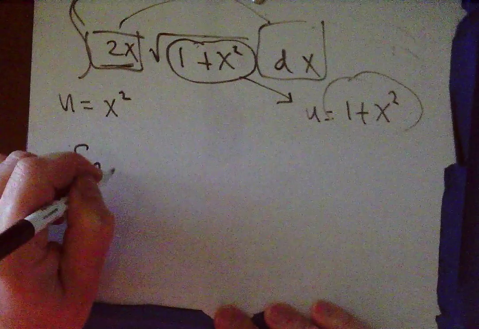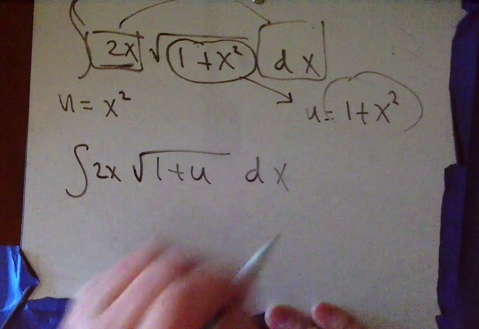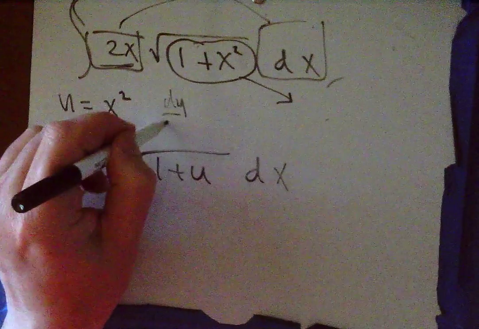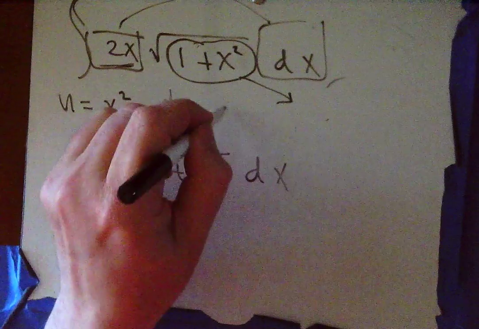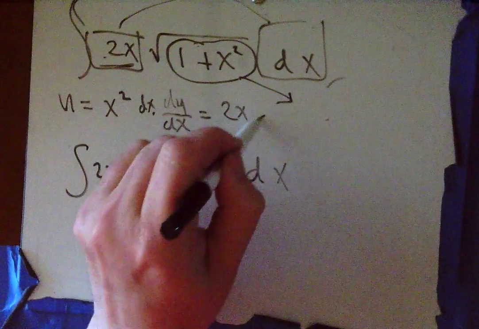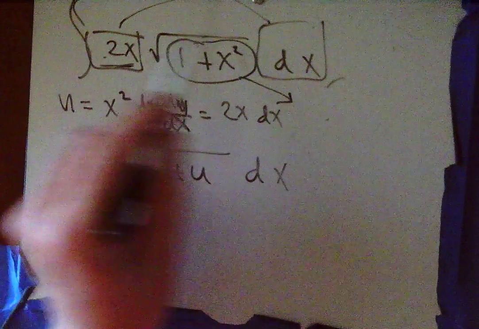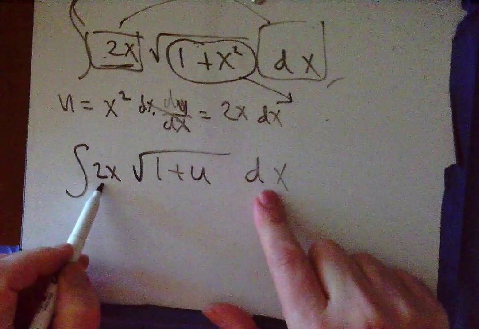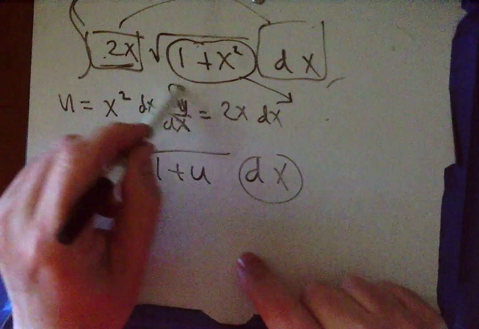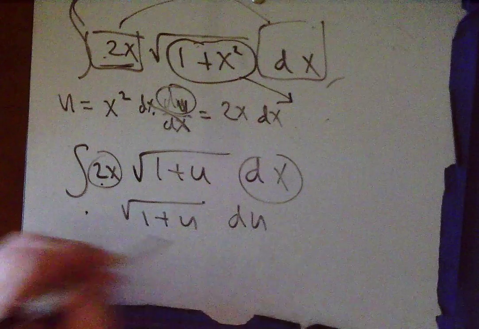Okay, so I've got the integral of 2x square root of 1 plus u dx. In this situation, I know that du/dx is equal to 2x. I see a 2x. In fact, I can multiply both sides by dx, and there I go: du is 2x dx. Oh, great, 2x dx. So I can replace this and this simply with du. And here I have square root of 1 plus u.